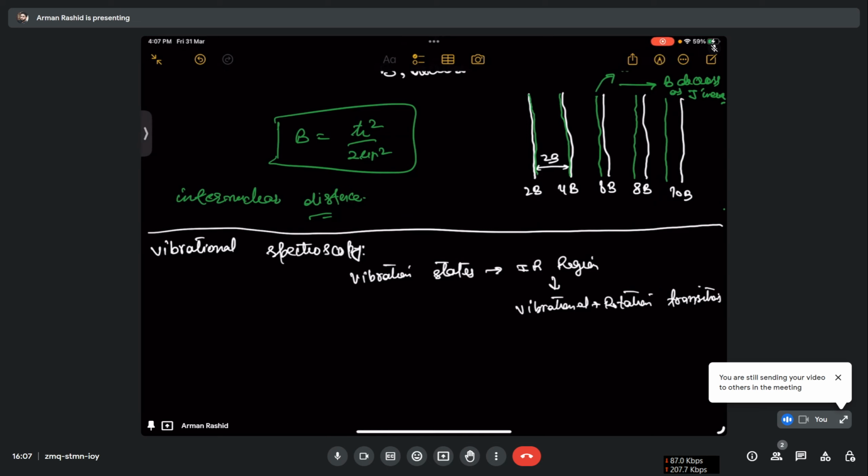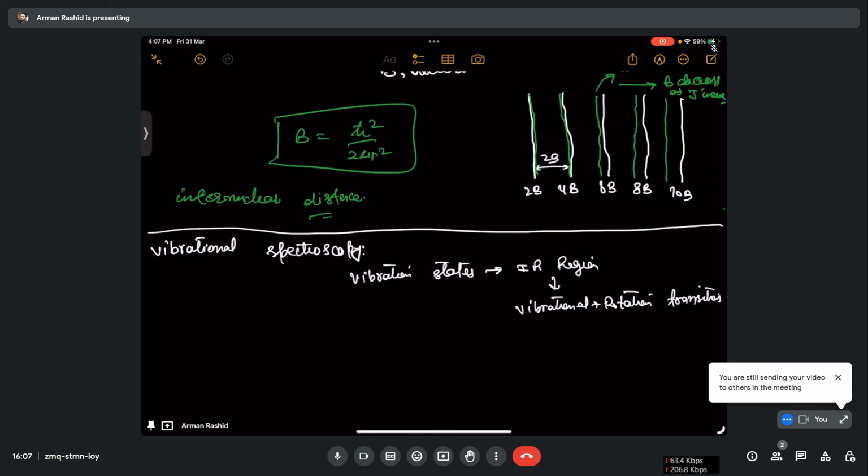That is the reason infrared spectroscopy is called vibrational-rotational spectroscopy, because the energy gap between the rotational states is less as compared to the vibrational states. So if you give higher energy, equivalent to the vibrational state difference, we will see a transition in both rotational as well as vibrational states.